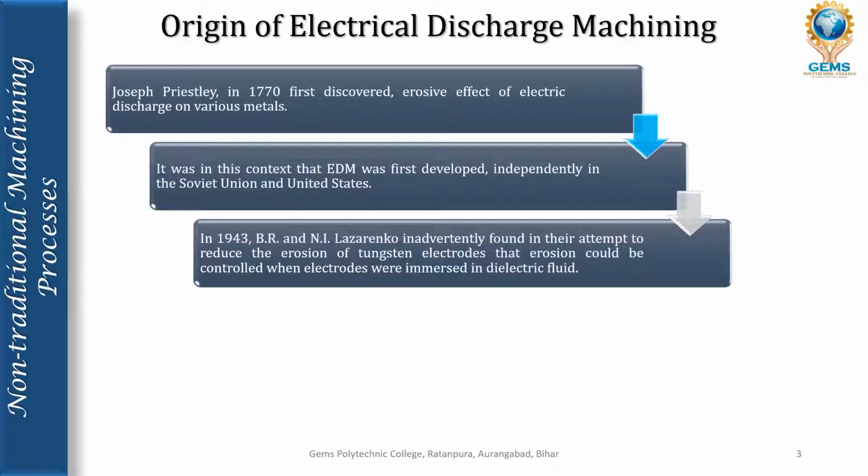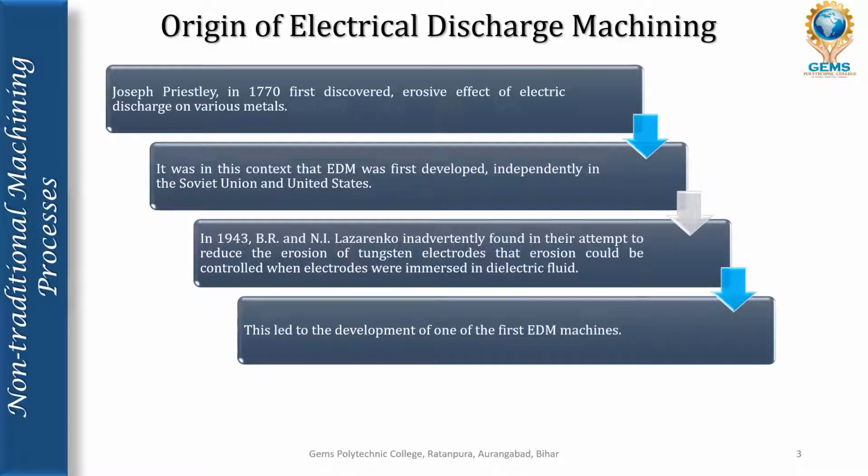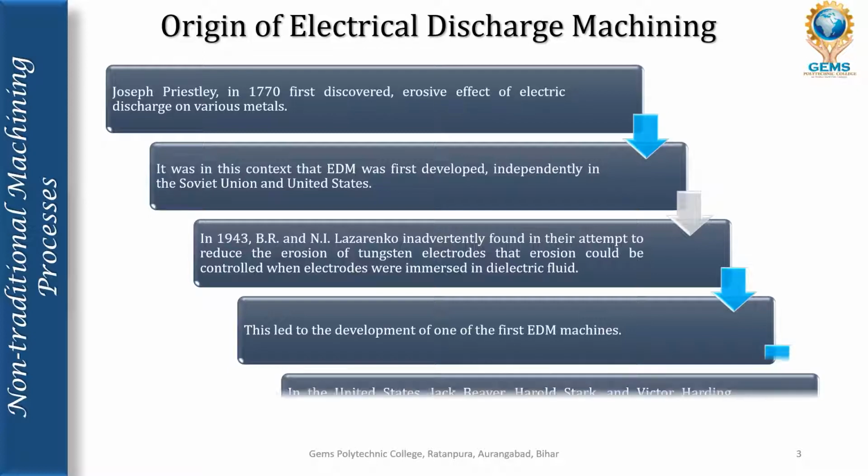Previously, Joseph Priestley discovered the erosion effect of electric discharge on various metals. Later on, in 1943, these two scientists found how to control the erosion of tungsten electrodes. They found that this erosion could be controlled when the electrodes were immersed in dielectric fluid. And this led to the development of one of the first EDM machines.